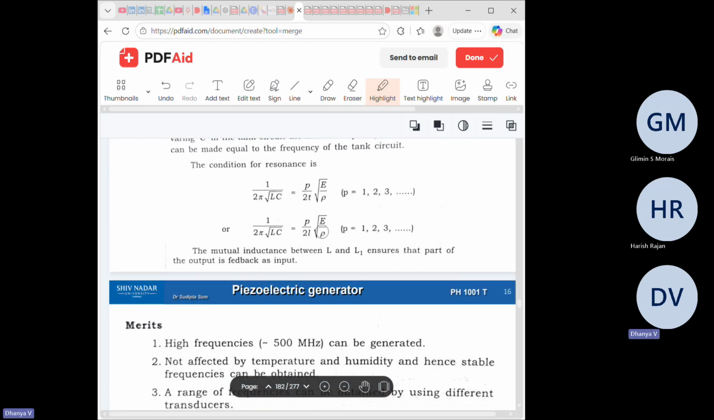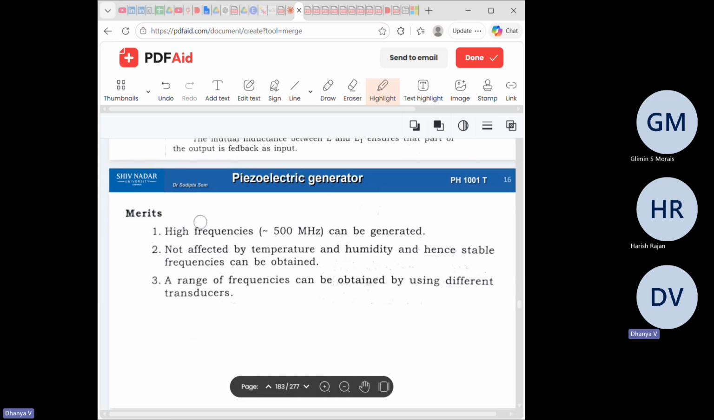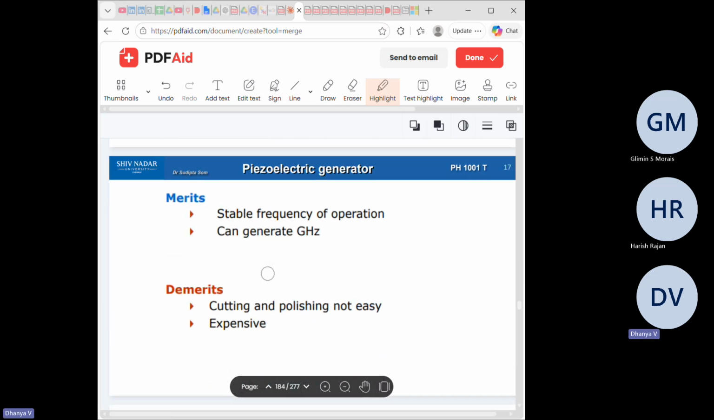Piezoelectric generator, I think we've already discussed these formulas. So, merits again. Before we saw that it only generates up to 3 megahertz, but here in the merits, ultrasonic waves up to 500 megahertz can be generated, and it is not affected by temperature. Earlier it was affected by temperature. You can do a comparative study so that you don't forget any of the points. Then a range of frequencies can be obtained by using different transducers. So here it can generate gigahertz, stable frequency.